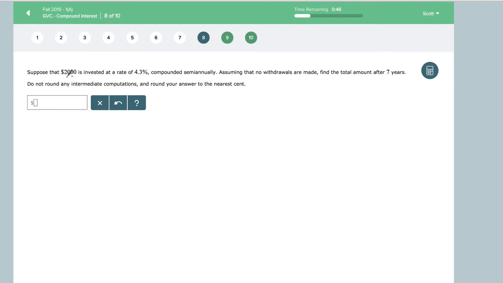And I'll help you set this one up. $2,000 is invested, so we expect it to go up. 1 plus our percent is 0.043 over semi-annually, so 2 times a year, times 7 years. Type it into the calculator, and that will give you your answer. I'm going to move on.